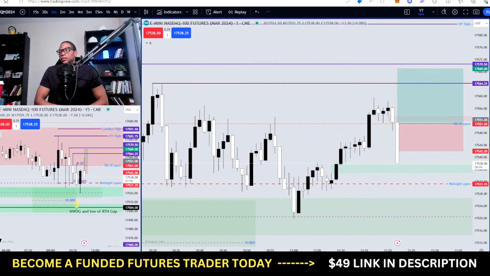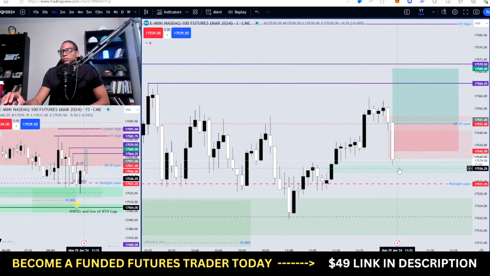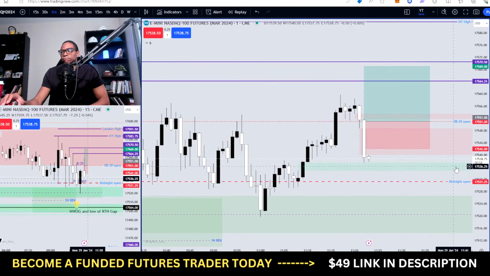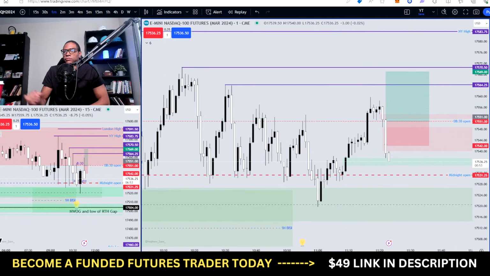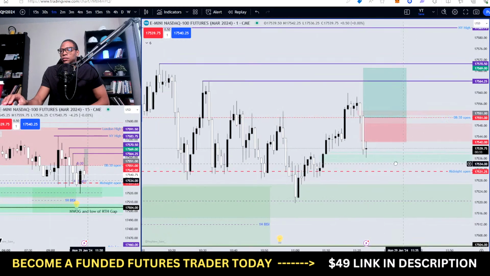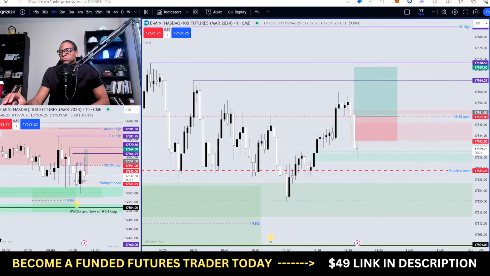Right, that trade idea did not work. We now have a retracement even further down into this fair value gap. Right now, let's see how price reacts now that it's here.